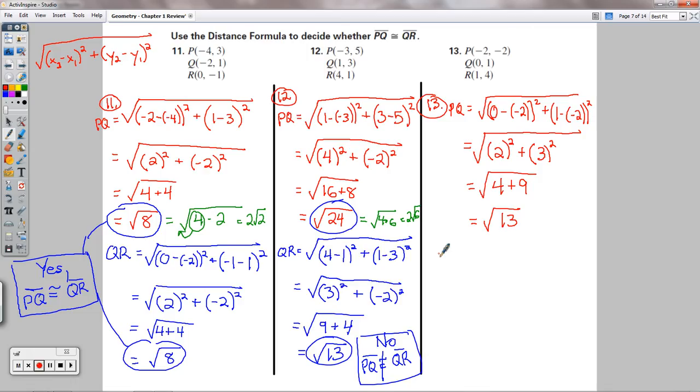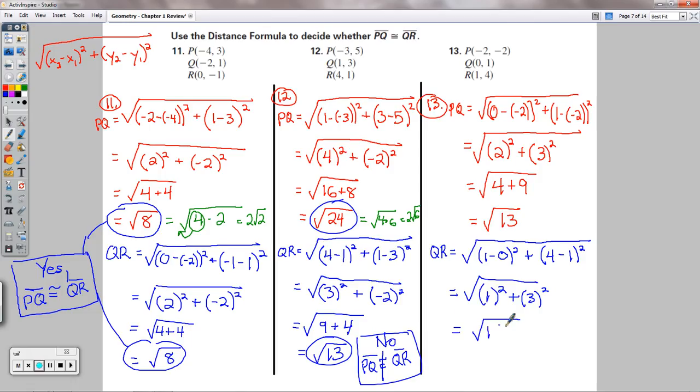And so that would be simplified radical form as it is in this case. And then QR, going with my blue again, we're going to have the difference of x values is 1 minus 0, squared, and the difference in the y values is 4 minus 1. So we're going to have 1 squared for this first one and 3 squared for this other one. That is the square root of 1 plus 9, which equals 10.